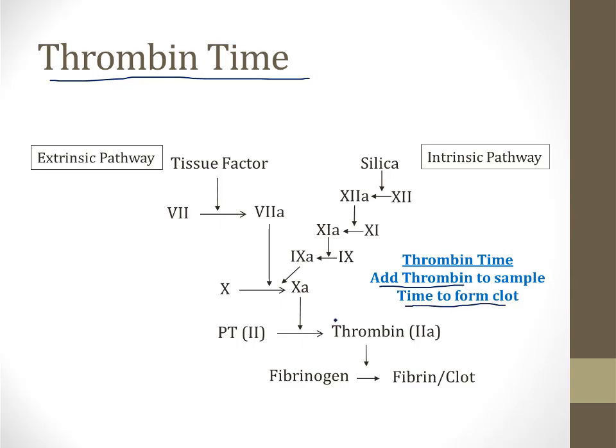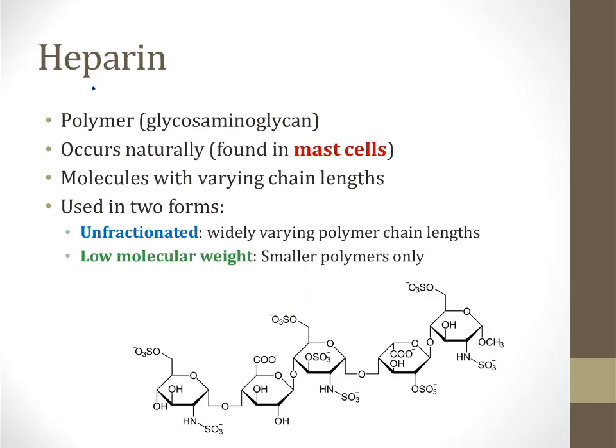So this basically tests the very end of the coagulation cascade. The only way this test will be abnormal is if there's an inhibitor of thrombin present or if there's not enough fibrinogen around to form fibrin in a clot. So let's begin our discussion of specific anticoagulants by talking about heparin.